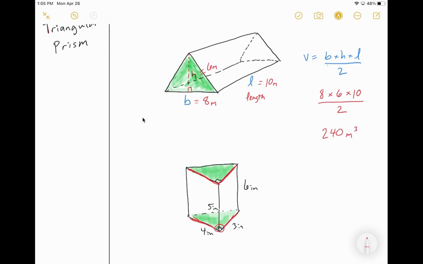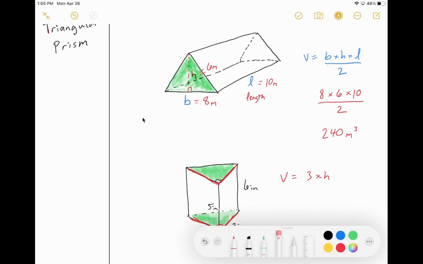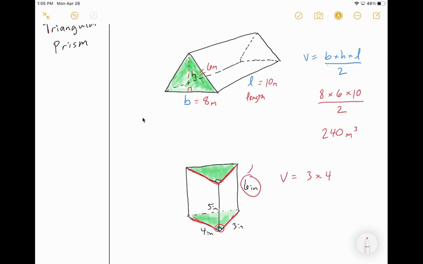Okay, so my volume is base, which is 3, times my height, which is 4, times my length. And this right here is the length of the whole shape. This is my length. The 5 is not important right now. We don't need that one right now. Remember, though, it's a triangular prism, so you are going to divide by 2. Okay? So just think of those 3 numbers and then divide by 2.